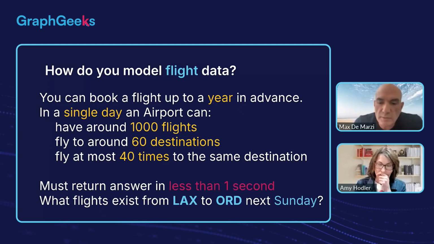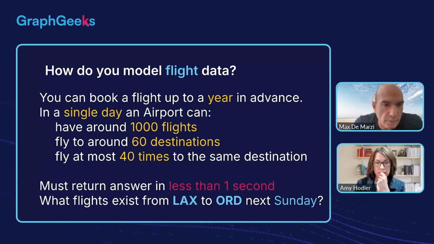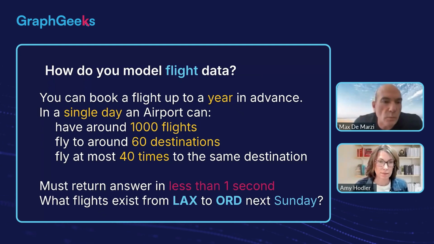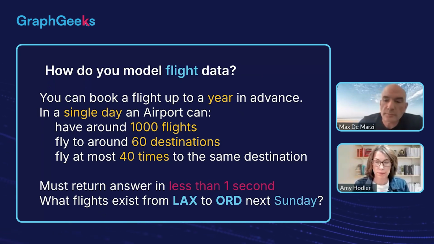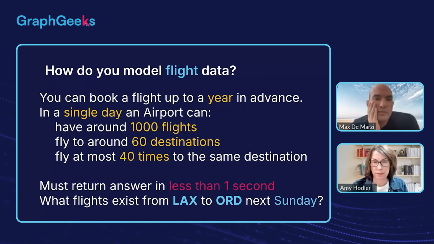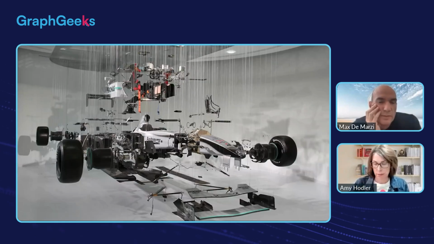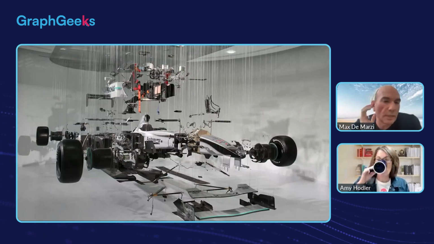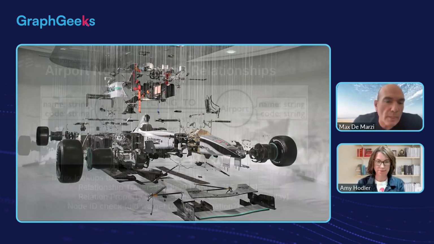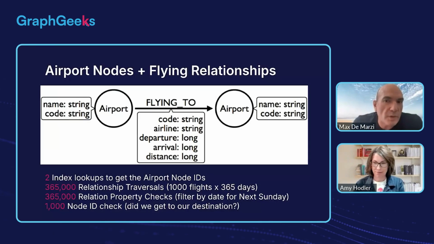So think about the hubs that exist: Charlottesville, Miami, Chicago, New York, right? Now, you want these answers to come back in less than a second, so they have to be fast. You can't waste too much time here. And the query we're going to do for our example is: what flights exist from LAX to ORD? So we're going from LA to Chicago next Sunday, let's say. The concept of mechanical sympathy is understanding how a system or a machine works and how to achieve optimal performance.